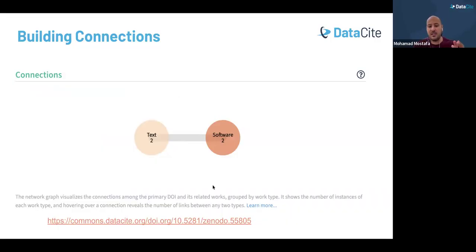This is an example of a software script published in Zenodo, and it's related to two other articles. So you can build these connections between the software or the code and other research outputs and resources. All the slides will be shared with you if you want to access all of these links and explore them.